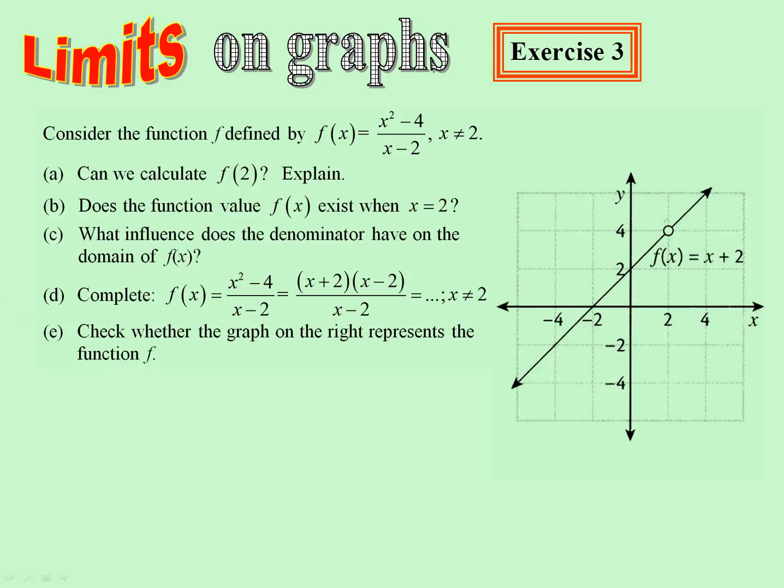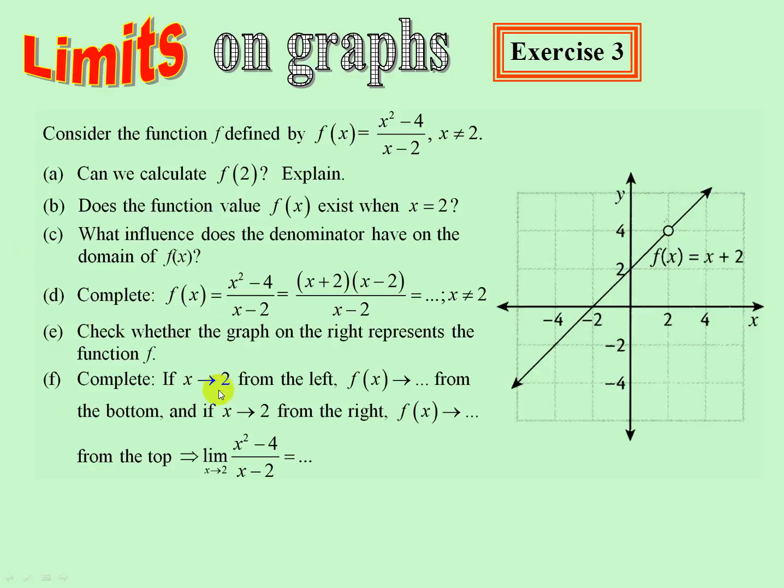Check whether the graph on the right represents the function. Yes, it's the graph with the x and y intercepts. Have a look. When x is 0, if you put in 0 for x, you get y equal to 2. If you put in 2 for y, we could put it there, you'll find that we end up with that graph there. It's a straight line graph. And x not equal to 2, well, it is excluded. That's why the answer is yes.